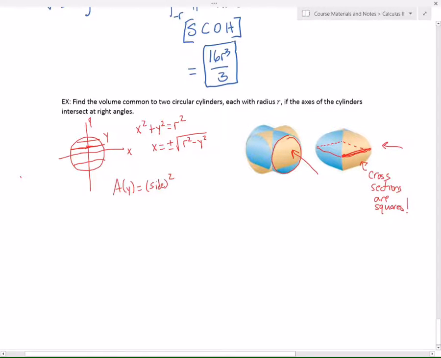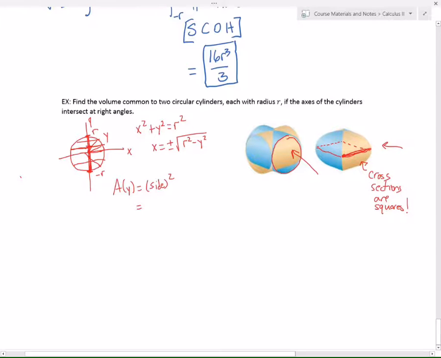And my y's are going to range from negative r up to positive r, because that's the radius of the circle, right? So no matter where I draw my radius, it's going to go out r. So since I'm going straight down, it's negative r. Since I'm going straight up, it's positive r. Okay? So here's what I get.